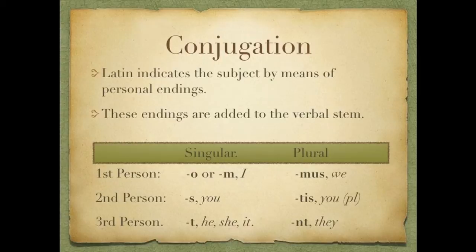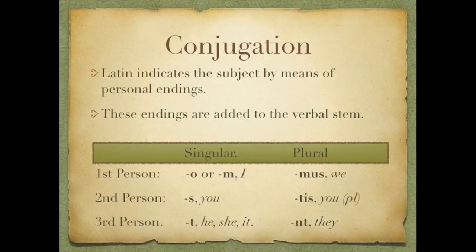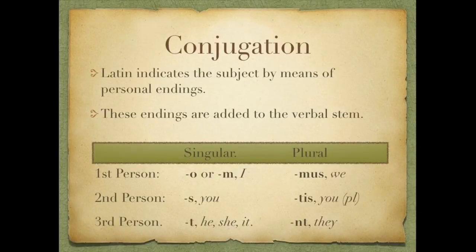First person singular. It's either an O or an M, and this indicates I. Second singular, S, which indicates you singular. The third person personal ending is T, which indicates either he, she, or it. Then we go into the plural. First person plural ending, M-U-S, mus, which indicates we. Second person plural, T-I-S, you plural. And then third person plural, N-T, which is they. So there are the personal endings for the verb that we're going to add to the verbal stem. Either O or M, S, T, and in the plural, either M-U-S, T-I-S, or N-T, depending on which person we want to indicate.